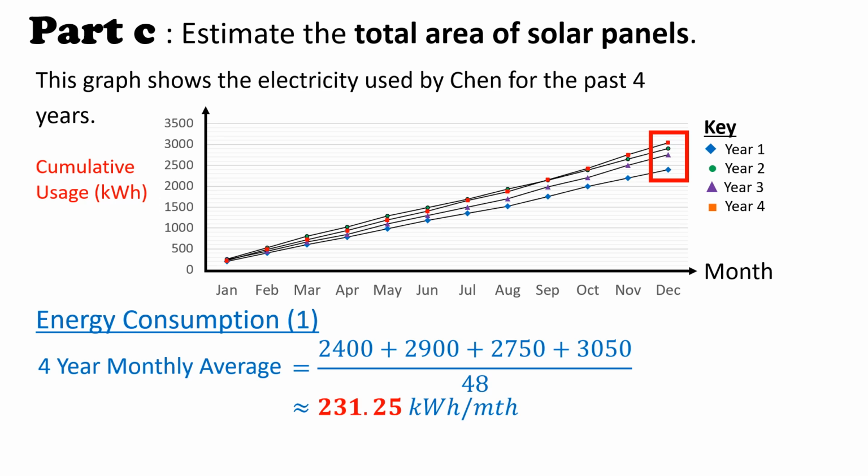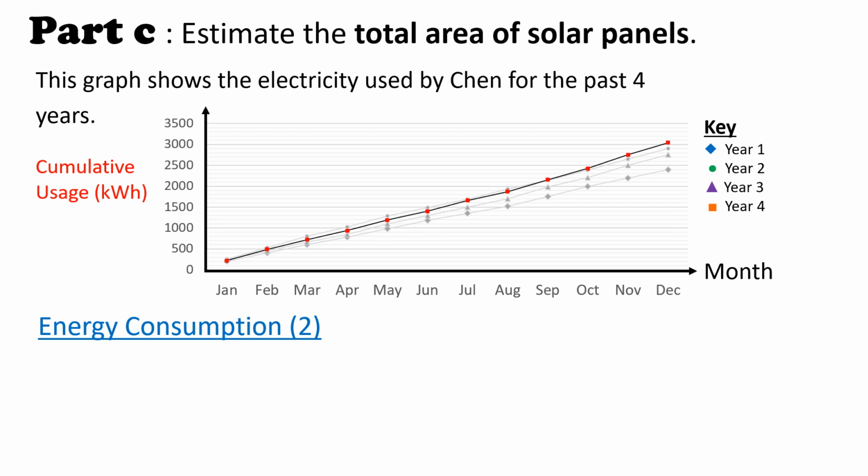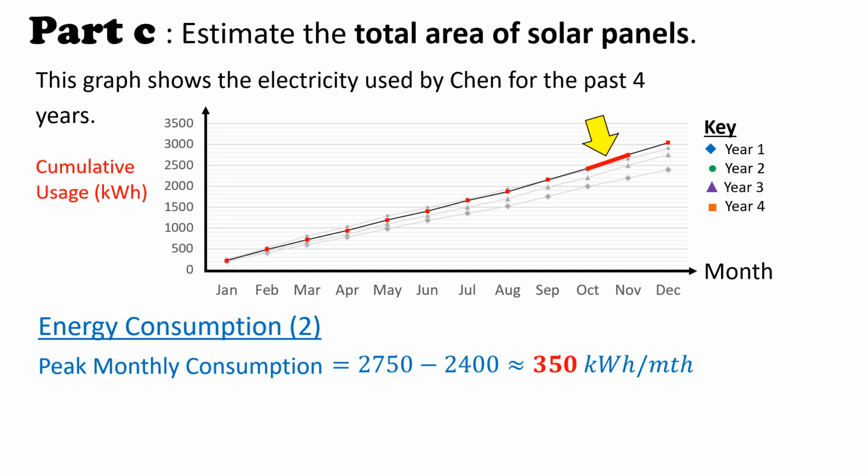Now, in model number 2, we could assume that Chen wishes to live entirely off the grid. That means that he will need to be prepared to meet his highest monthly consumption. So his peak monthly consumption can be seen from the graph by finding the steepest gradient, which is here. So we can measure the amount of energy consumption that occurred in November of year number 4. So we just take the 2,750 minus 2,400. That tells us that in that month alone, he used 350 kilowatt hours. So perhaps we'll try to meet that particular need.